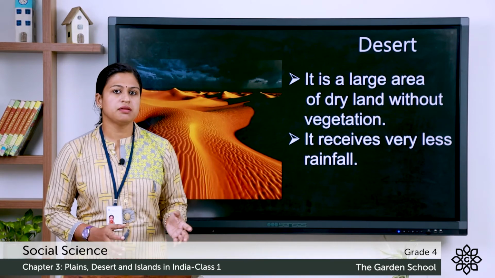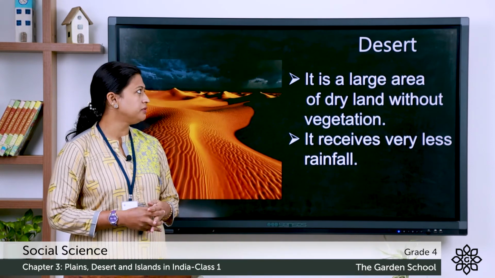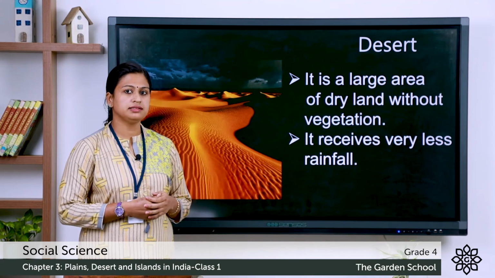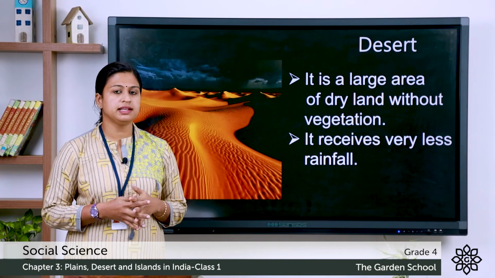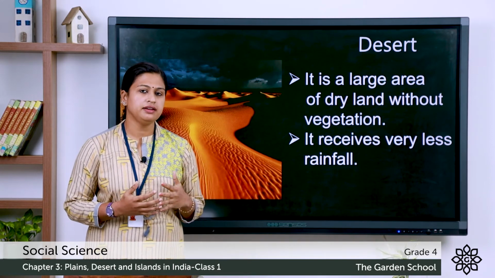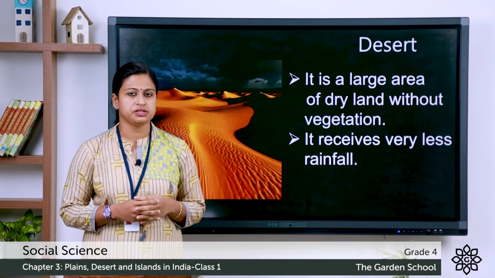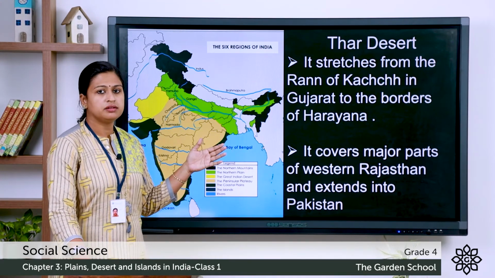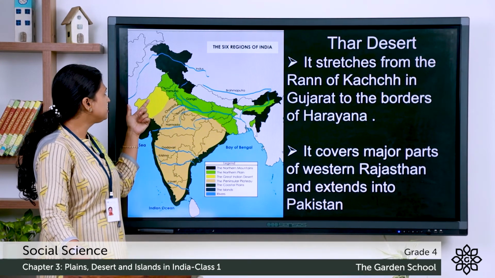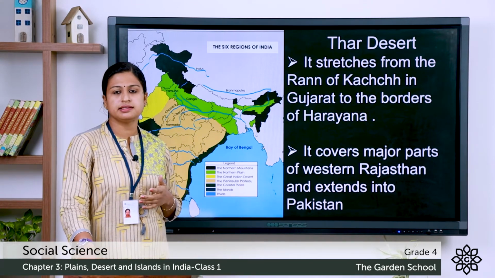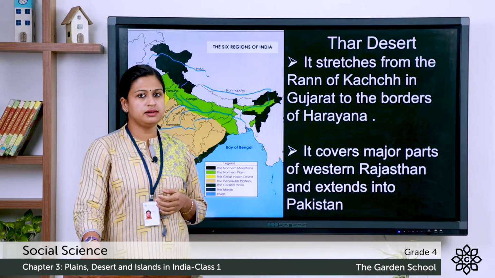So, these were some of the features of northern plain. Now, we will learn about the next landform, that is desert. So, what is a desert? It is a large area of dry land without any vegetation. The Thar desert of India lies in the western part of India. It is also known as the Great Indian Desert or the Western Desert.